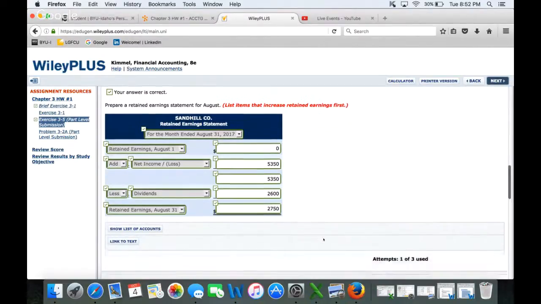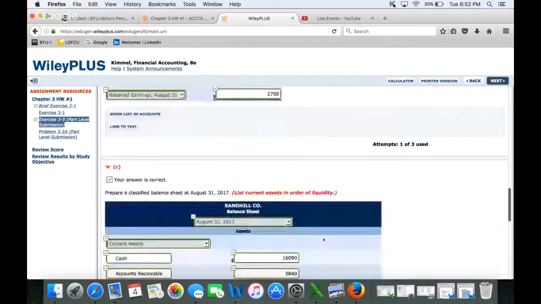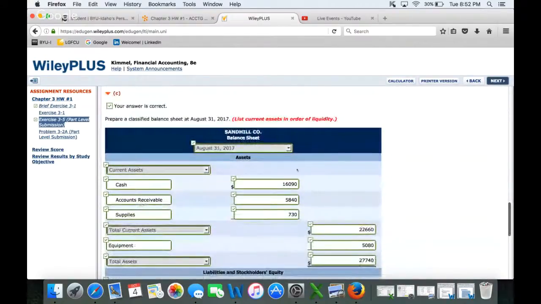2,750. And we were able to move on to section C, and it asks you to create a balance sheet. A balance sheet is always just referring to a single point in time. And so we're just going to put August 31st, 2017 instead of month ended or year ended, anything like that.